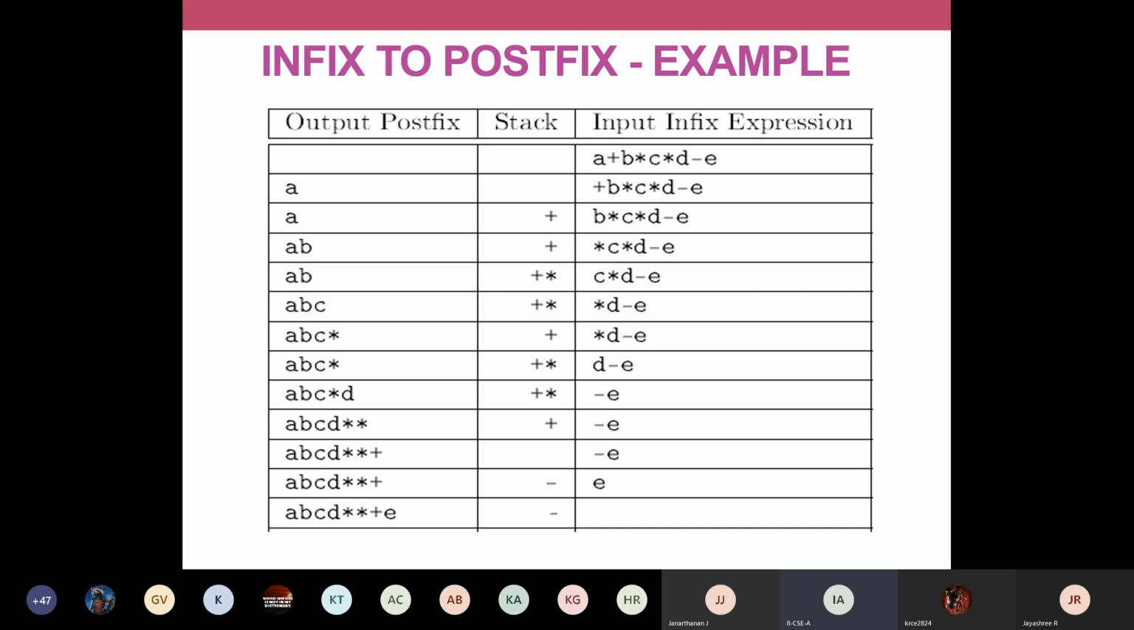If you have reached the end of your input, pop all the stack contents. So popping means you have to pop in reverse. Okay, pop all the stack contents and write in your output. You'll have a minus at the end.